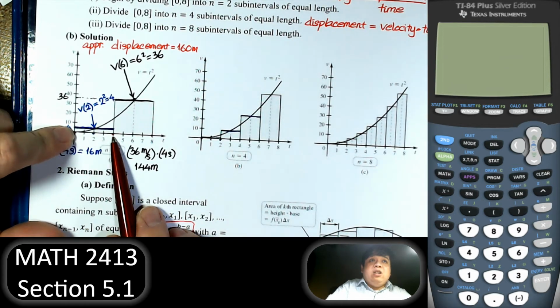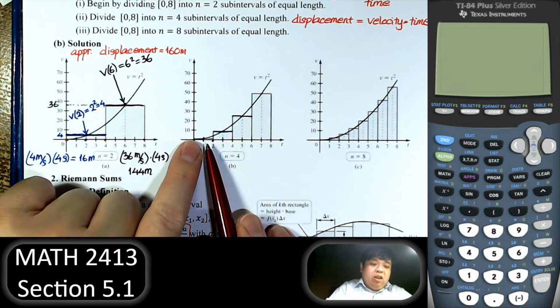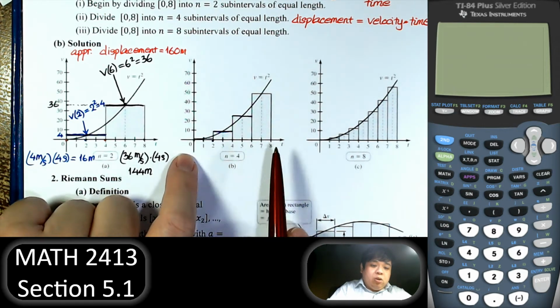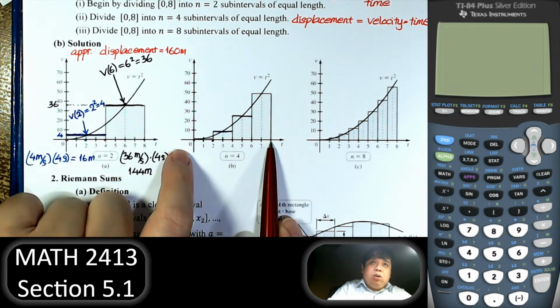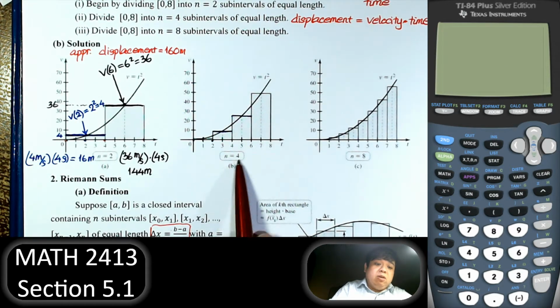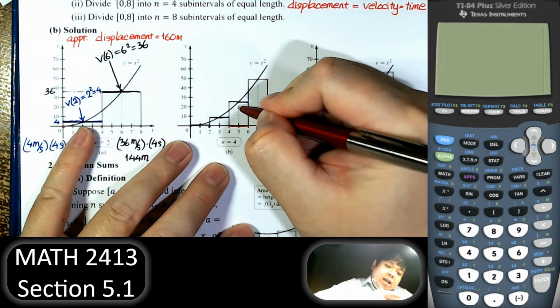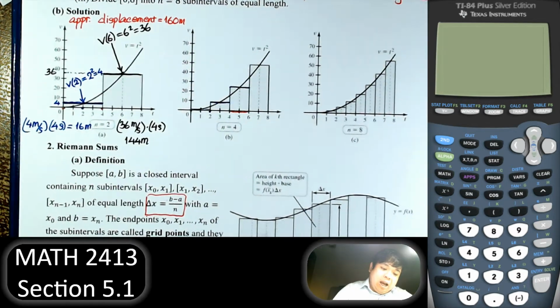The length for one interval is 4. From 0 to 8, divided into 4 intervals, the length for each one is 2, right? So we subtract the endpoints and divide by the number of rectangles, the number of subintervals. That gives us the length for one interval. And then the height can be determined by any other point.